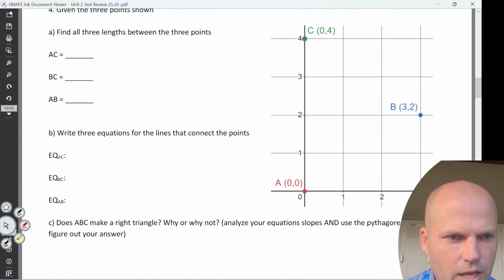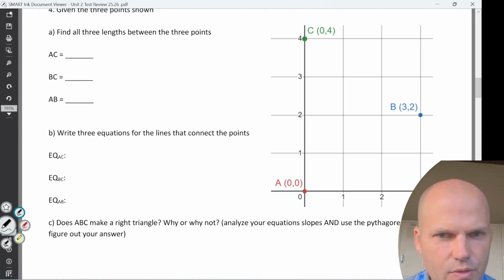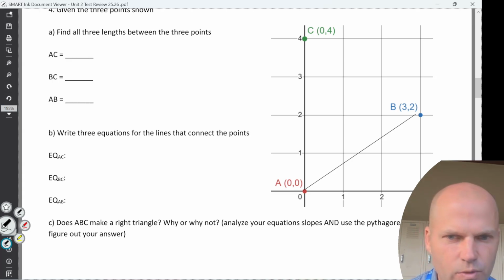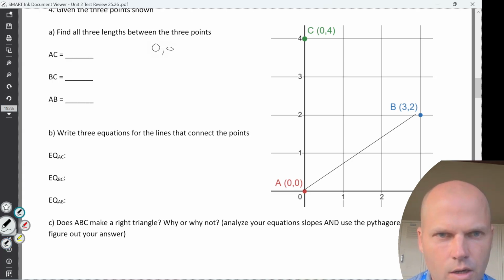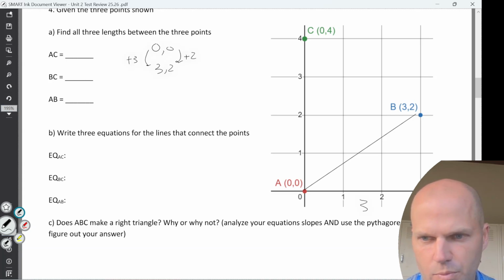All right, let's find some lengths. Remember, with lengths, every time we have a line segment in the coordinate plane, we have an x distance and a y distance. We love to put our points on top of each other so we can see an x change and a y change. From 0 to 3 is plus 3. From 0 to 2 is plus 2. And all of a sudden we see this right triangle.